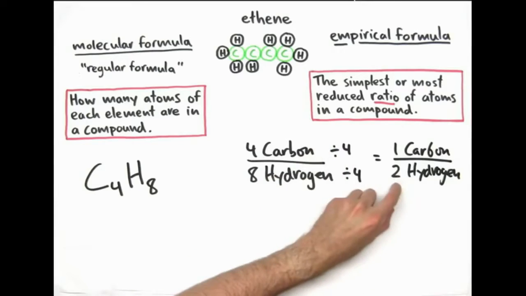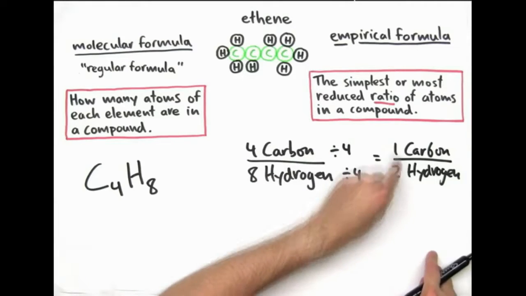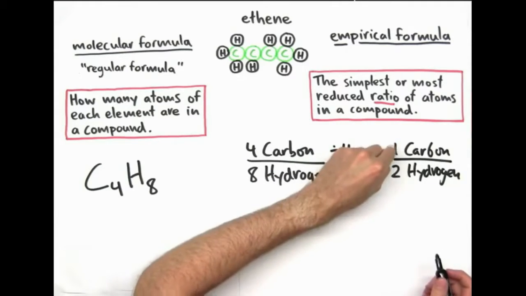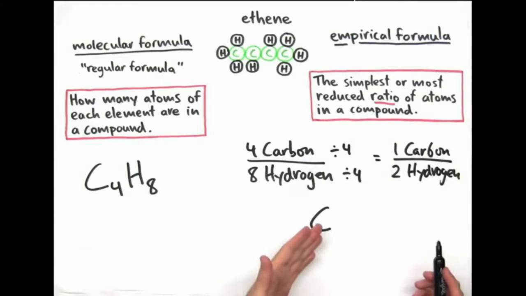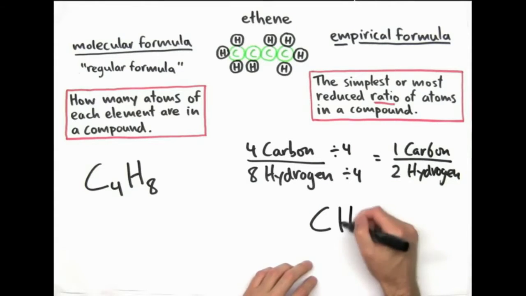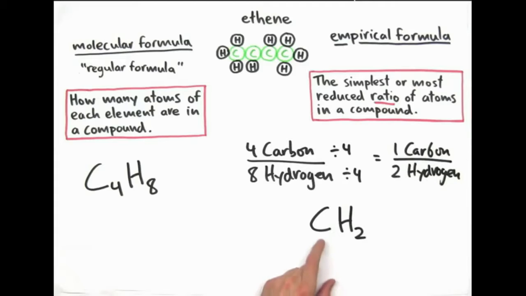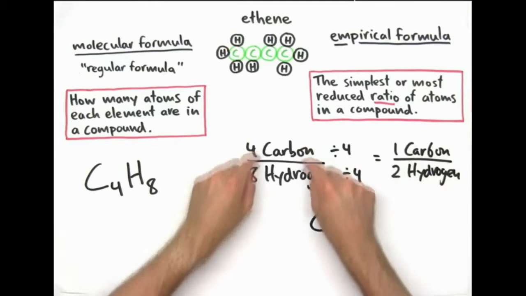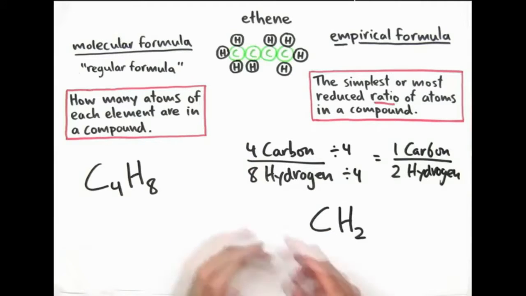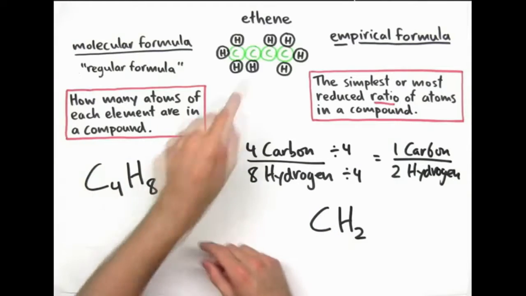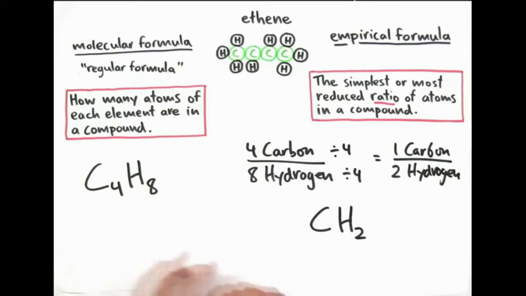Now, we write the empirical formula based on this simplified ratio. So it's going to have 1 carbon, C, we don't write anything after it because it's just 1, and then H, 2 hydrogens, H2. So CH2 is the empirical formula that represents the simplest or most reduced ratio of the atoms in the compound, whereas a molecular formula tells us how many atoms of each element are in the compound.